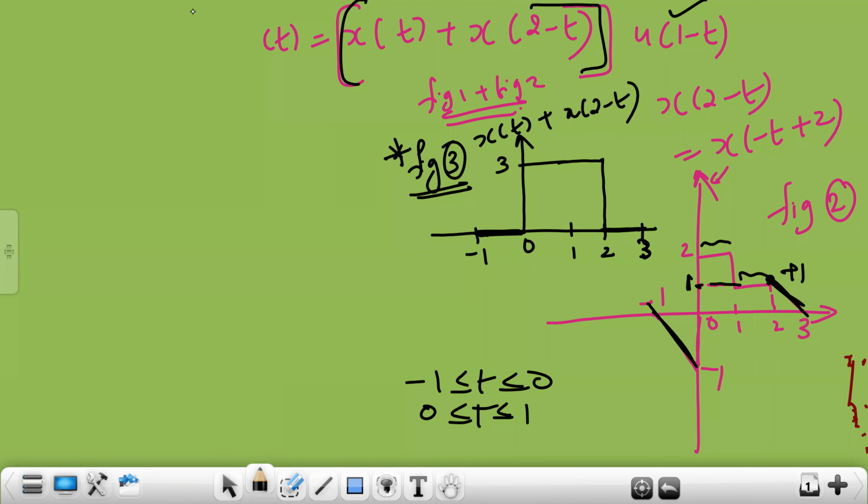Now, the third part of the equation, it is u of 1 minus t. So you need to draw that graph.